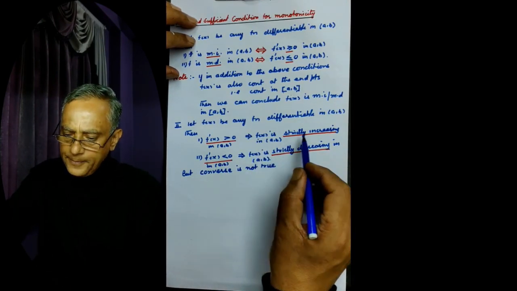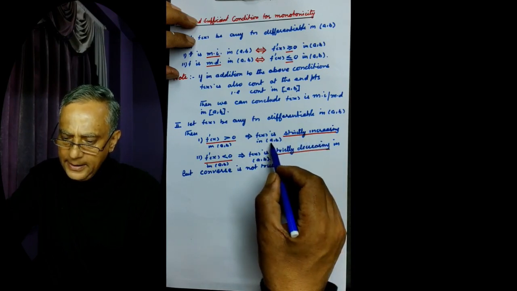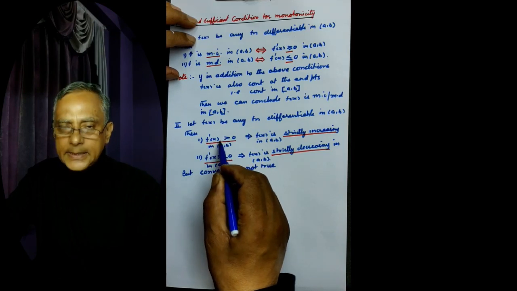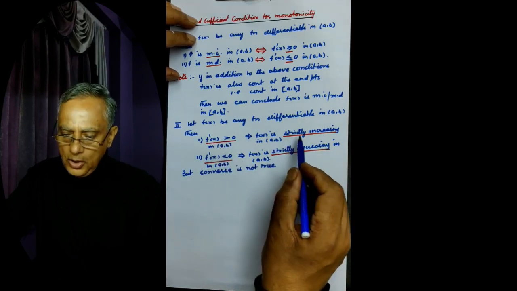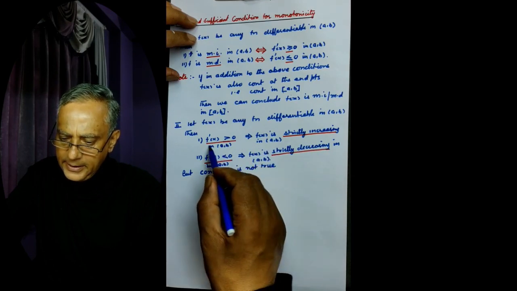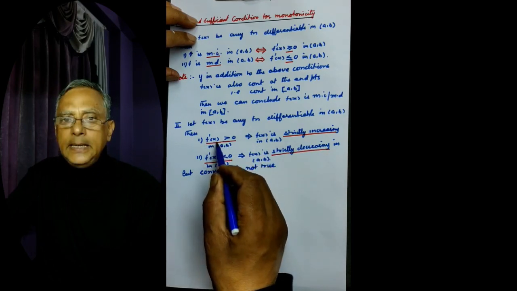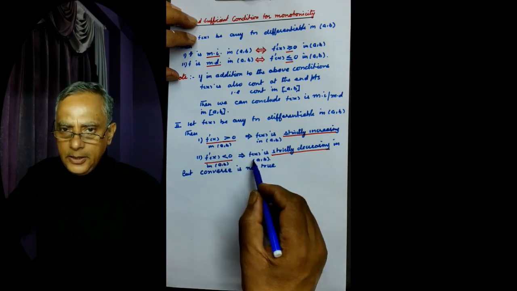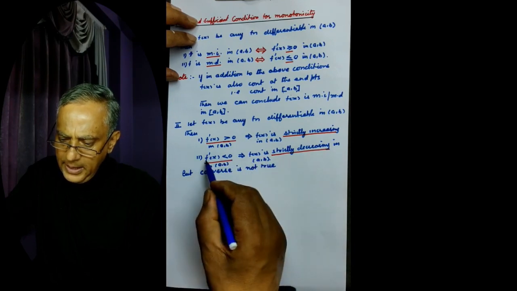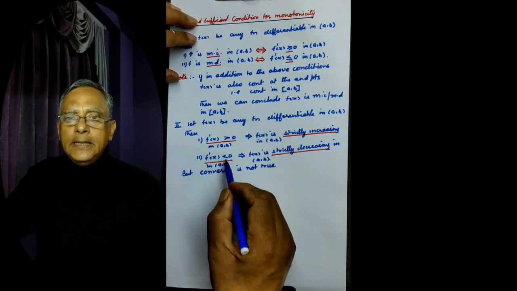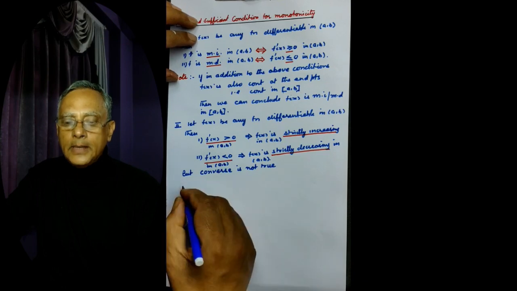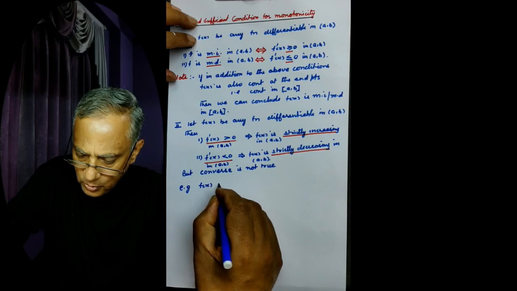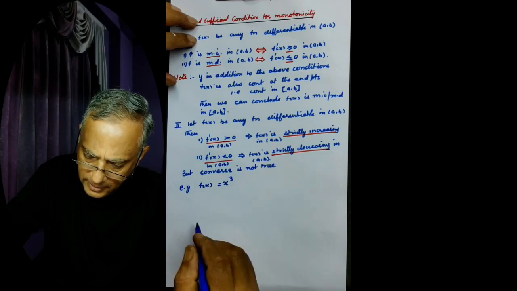That is, if f(x) is strictly increasing in (a, b), then it is not necessary that f'(x) is greater than 0. f(x) strictly increasing in (a, b) does not imply f'(x) is greater than 0. So the converse is not true. f(x) strictly decreasing in (a, b) does not imply f'(x) is less than 0 in (a, b). For example, let f(x) be equal to x cubed.